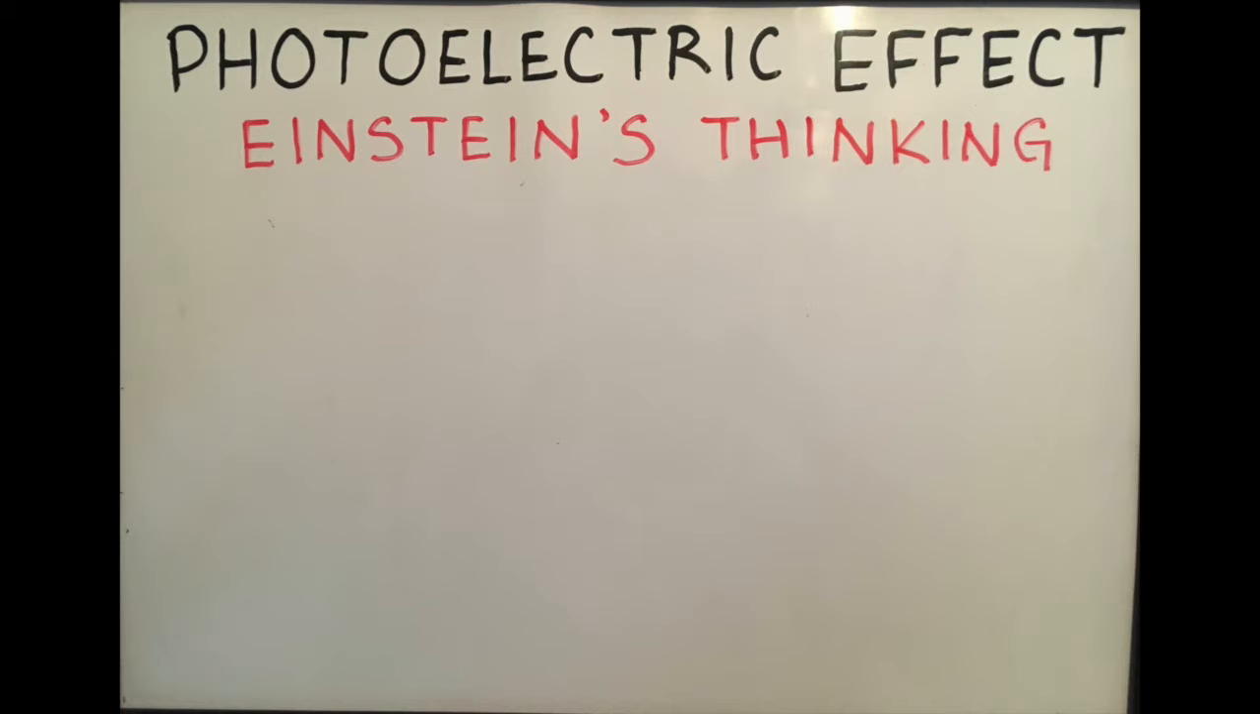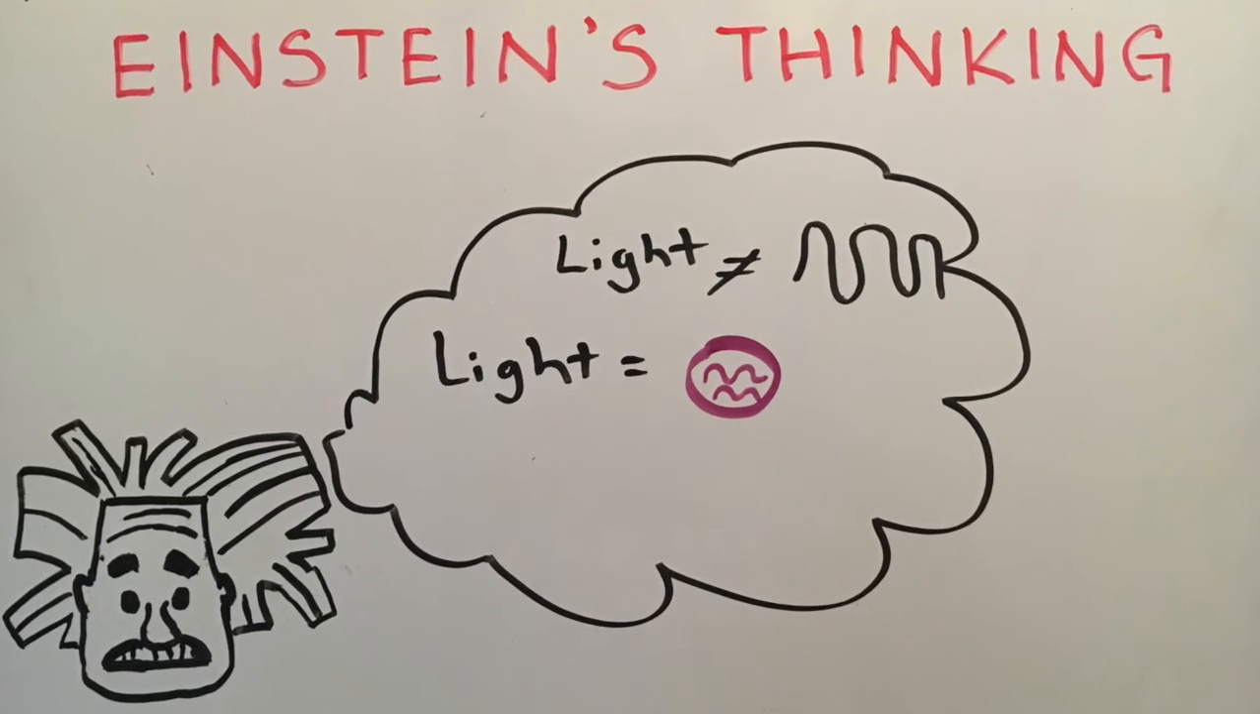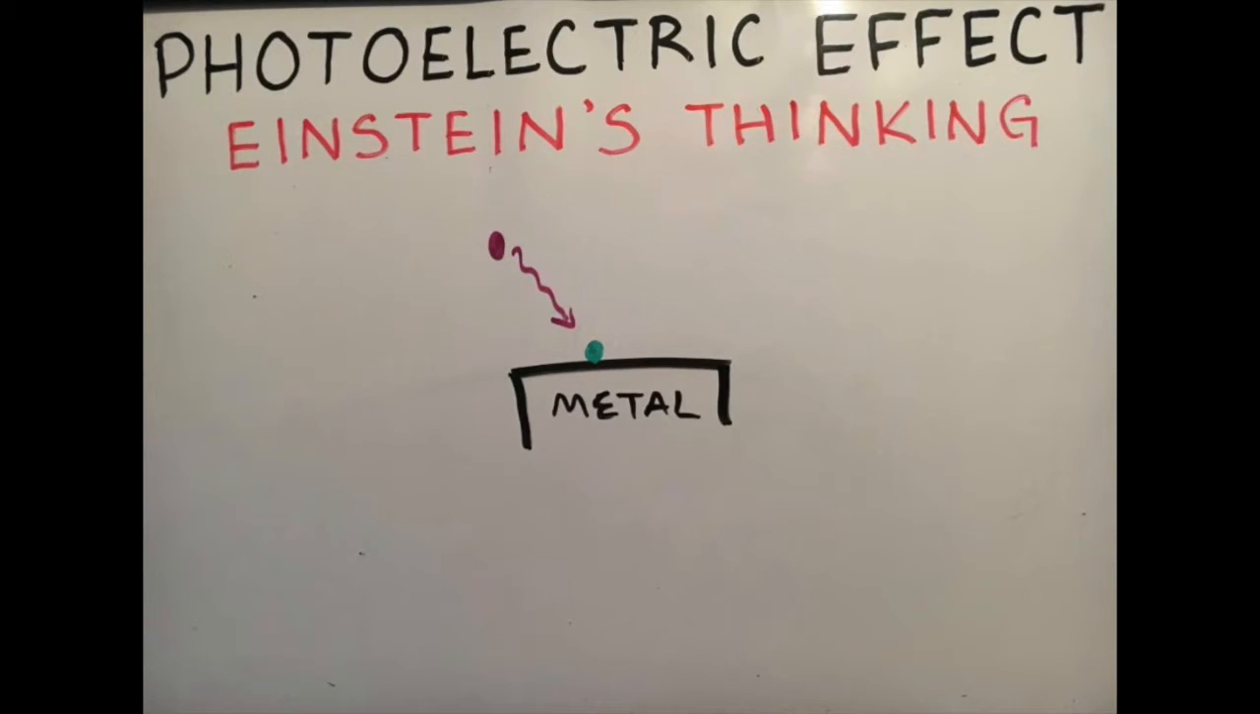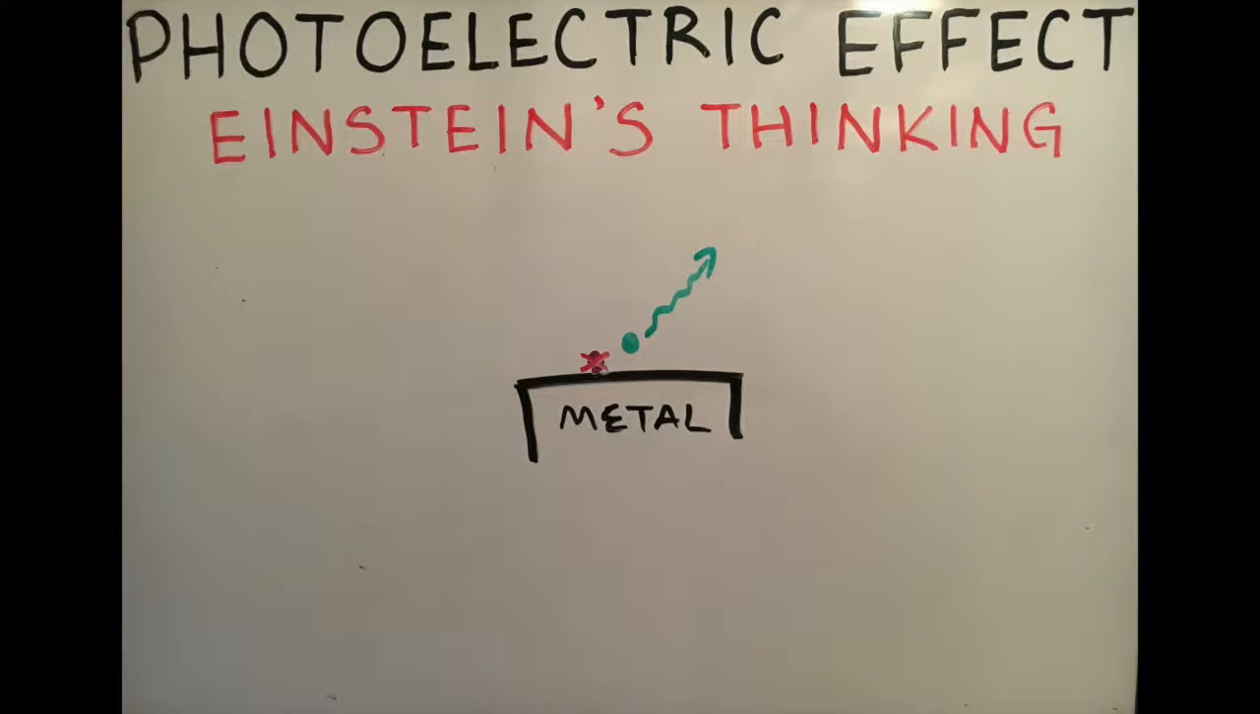So Einstein proposed that a beam of light is not a wave, but rather a collection of discrete wave packets called photons. Einstein believed that a photon would collide with an electron and transfer its energy, allowing the electron to escape and destroying the photon in the process.